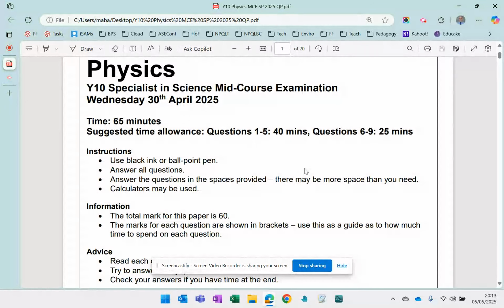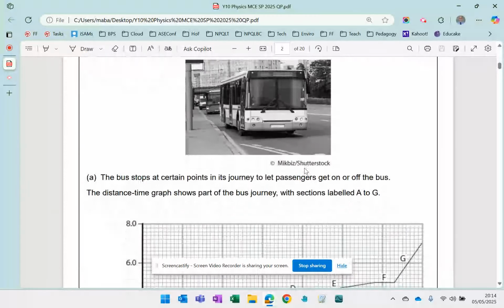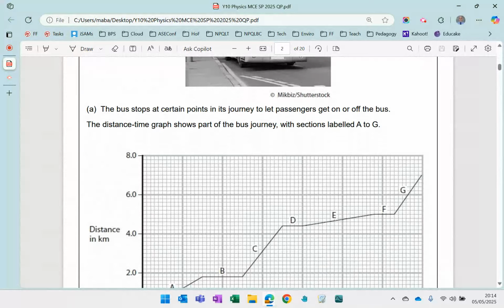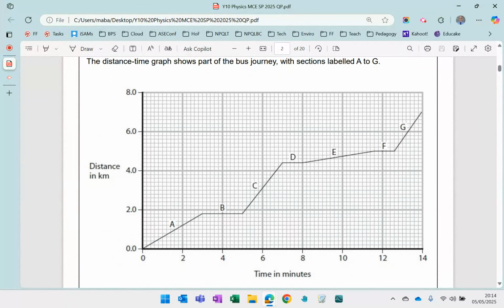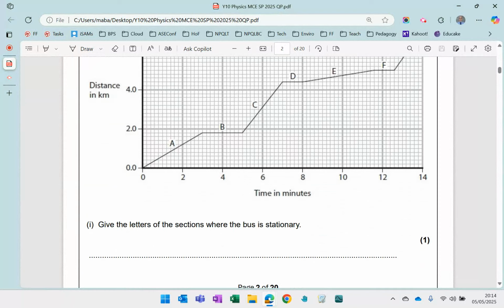Okay, so physics paper, year 10, mid-course examination, question 1. Here we go. It's about a bus and they've given you a distance time graph and they've asked for the letters of the sections where the bus is stationary. Okay, well, first of all, there's a bit of a clue there, isn't there? Because it says letters and sections, so we're looking for more than one of them.